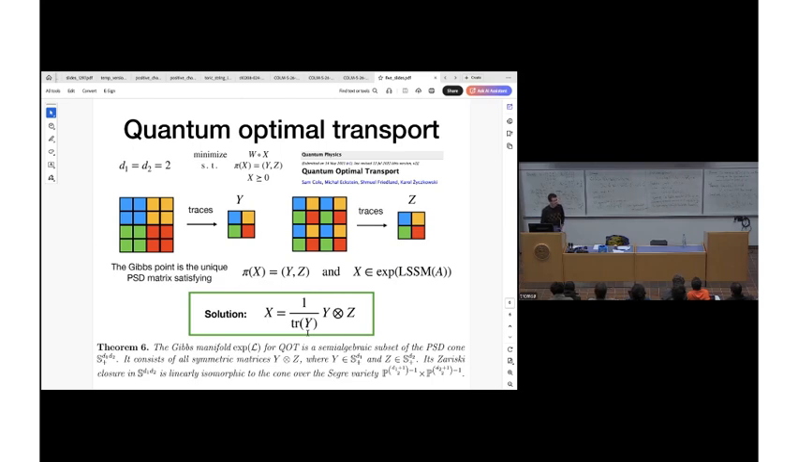In particular, this means that the Gibbs manifold is not only semi-algebraic, it also has a rational parametrization. So in this particular case, the Gibbs manifold is semi-algebraic. It's a semi-algebraic subset of the PSD cone. Here I just took a screenshot from our paper. Okay, so the Gibbs manifold is a semi-algebraic subset of the PSD cone. It consists of all symmetric matrices that come as Kronecker products, and the Zariski closure is a Segre variety because it has the same parametrization.